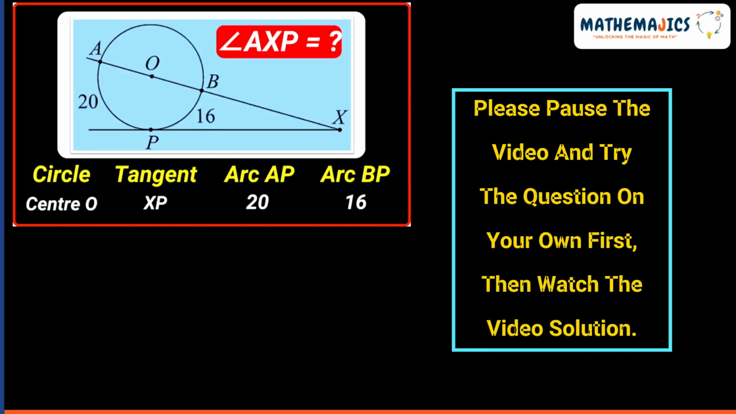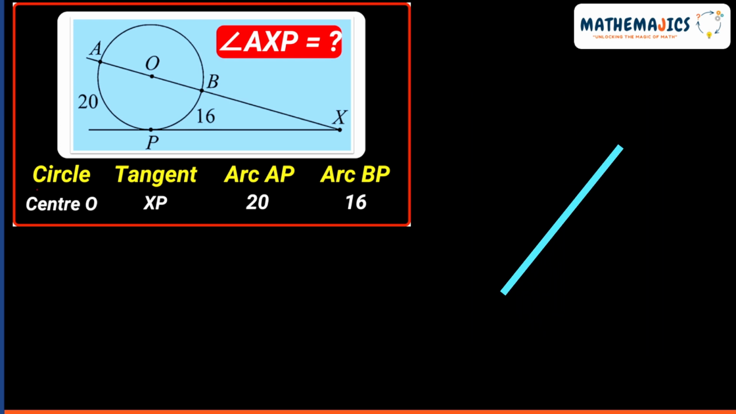So this question is from geometry, circles. Let's see what is given to us. We are given a circle with center O. This point O is the center. If point O is the center, definitely AB will be the diameter. And we have a tangent XP.